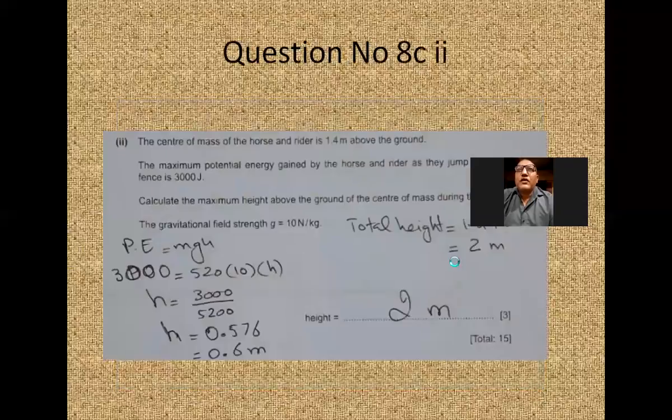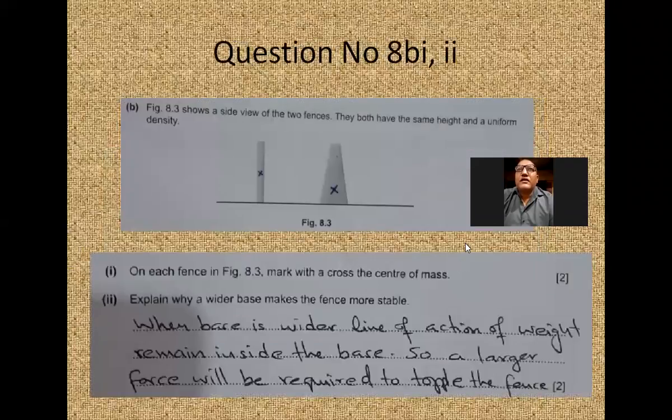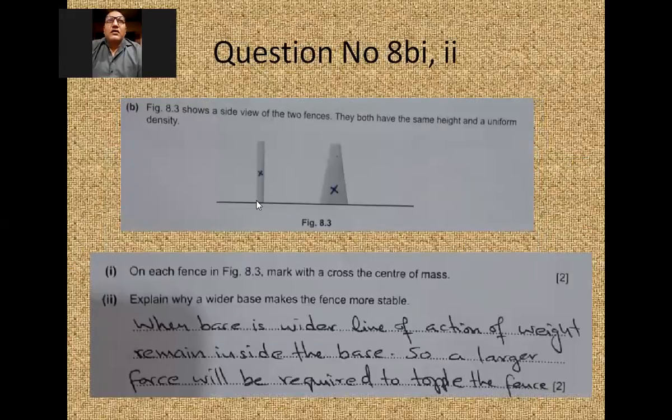So there we go. Here you can see that we have put a cross exactly in the center of the height, in the middle of the height. And the center of mass for this body will be a little lower than this one. Hopefully you understand how we have done this. So let's go to the next part.